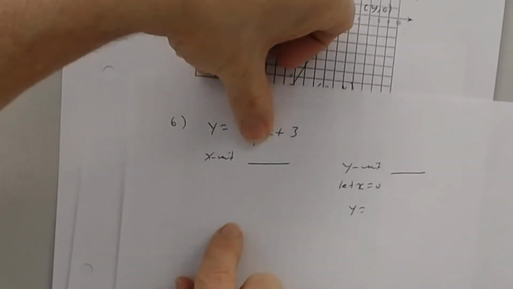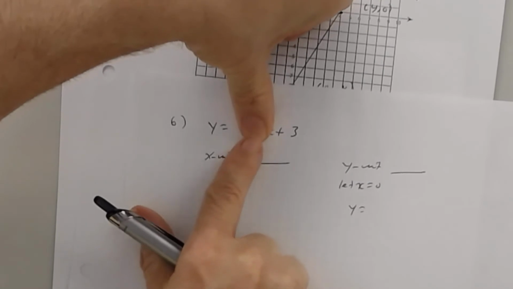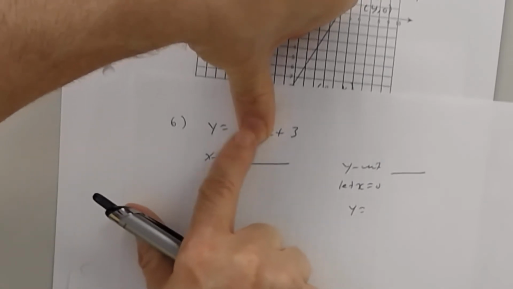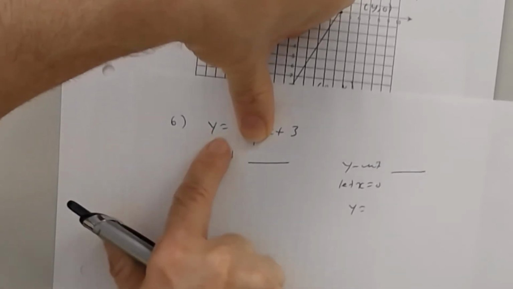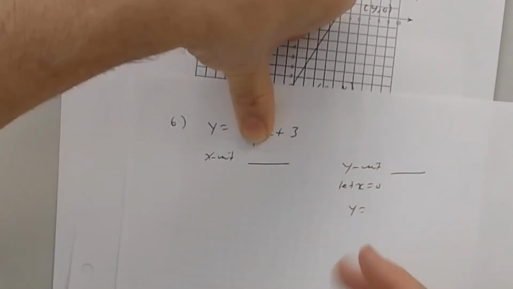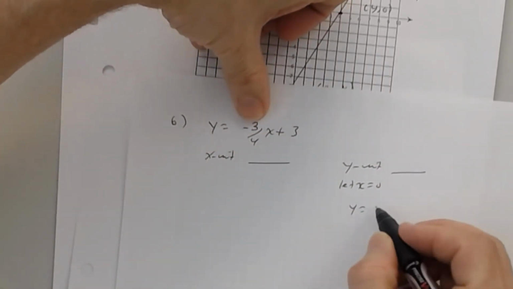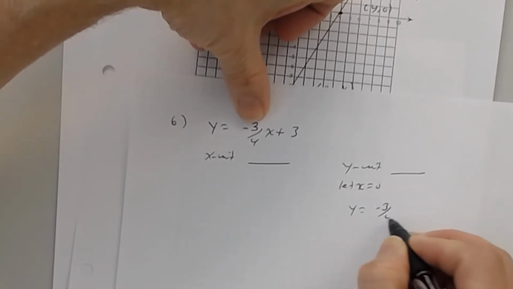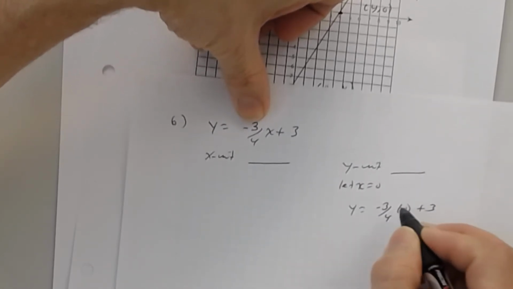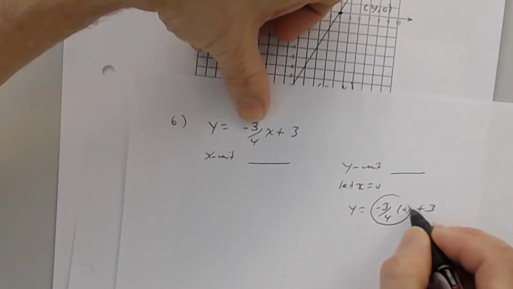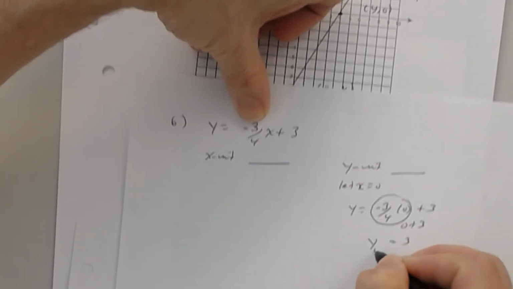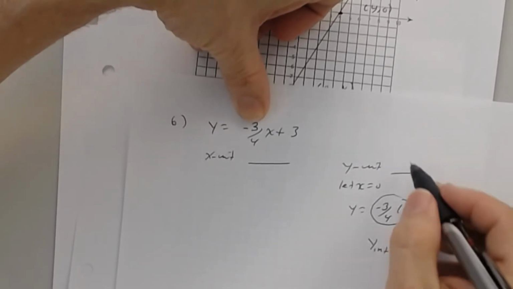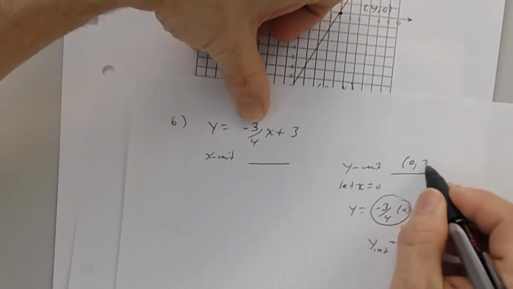So you could just cover that one up, because when I cover it up, the thumb here stands for 0, right? So y equals 0 plus 3, which is just 3. But if you want to write it out, you can. That's negative 3/4 times 0 plus 3. Negative 3/4 times 0 is 0. 0 plus 3 is 3. So you found your y-intercept. That's the easy one: 0, 3.